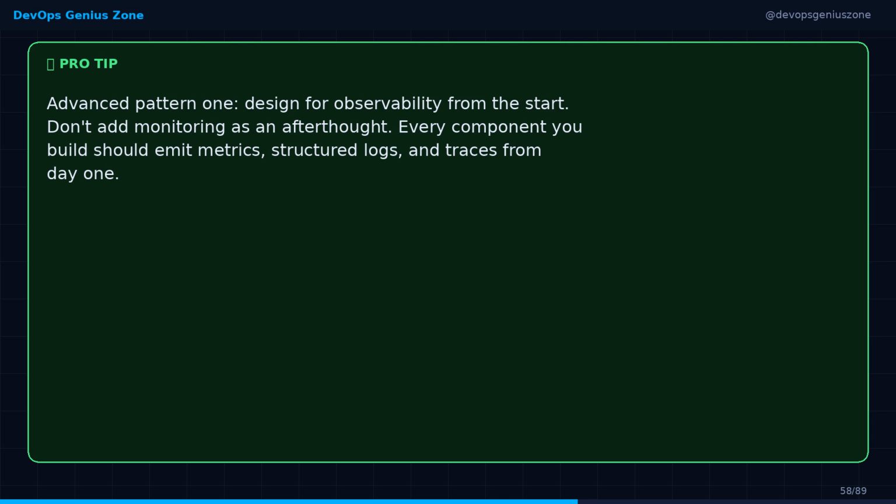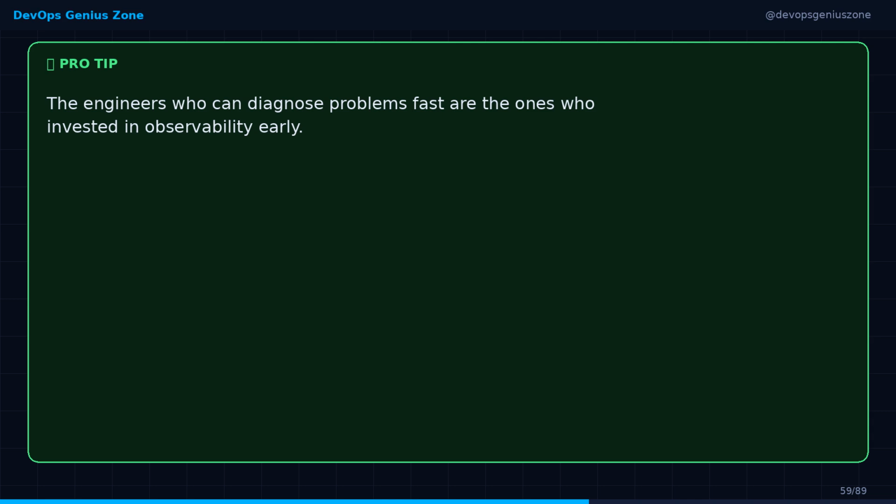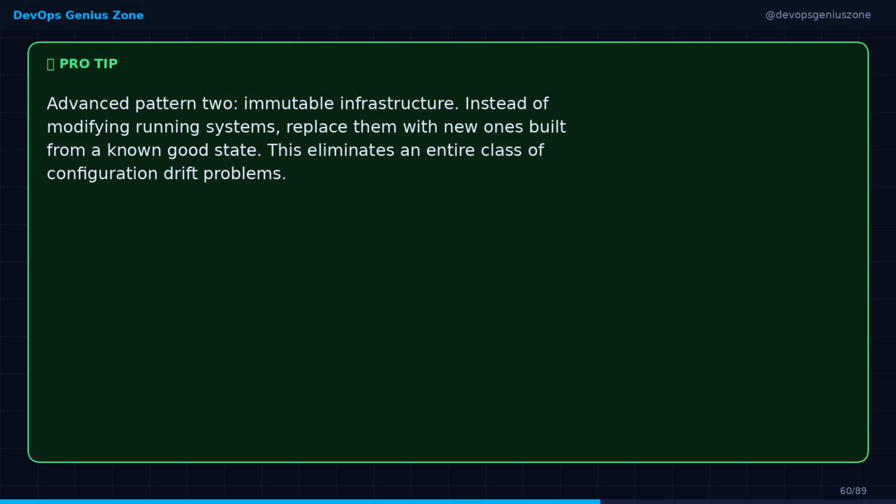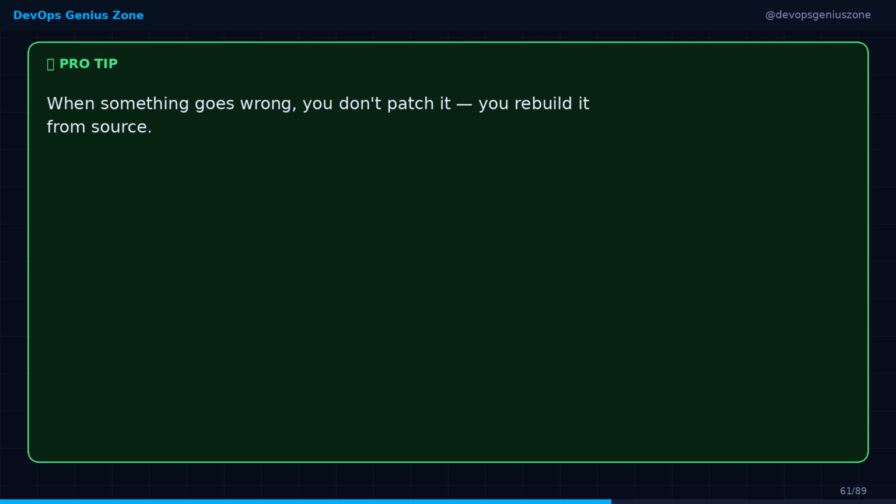Let me give you the advanced patterns that separate junior engineers from seniors. These are things you won't find in most beginner tutorials. Advanced Pattern 1, design for observability from the start. Don't add monitoring as an afterthought. Every component you build should emit metrics, structured logs, and traces from day one. The engineers who can diagnose problems fast are the ones who invested in observability early.